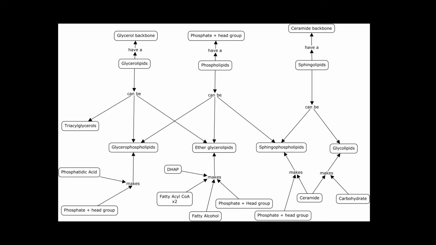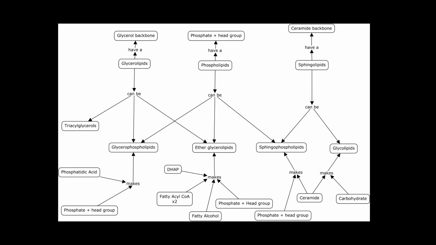Triacylglycerols we've already talked about. I'm not going to talk about those. Glycerophospholipids, they're made from phosphatidic acid and a phosphate in a head group, and those are glycerolipids and phospholipids. We've got ether glycerolipids. Those are made from DHAP, two fatty acyl CoAs. They can be the same, they can be different, doesn't matter. Only one of them is really going to stay the whole time. Plus a fatty alcohol and a phosphate with a head group.